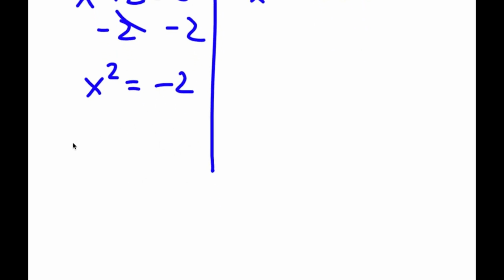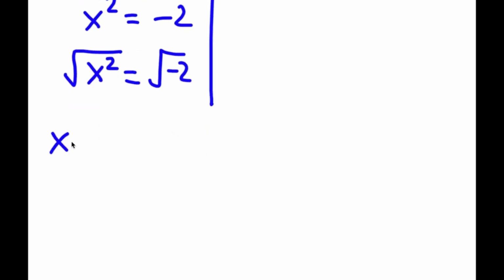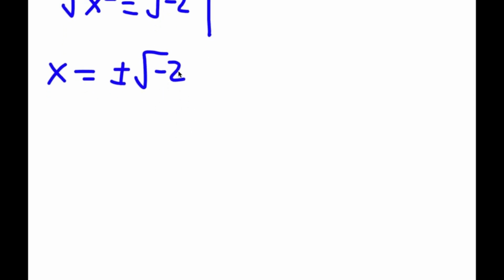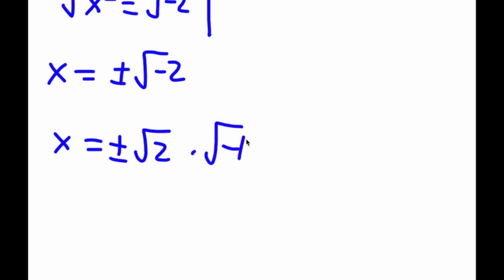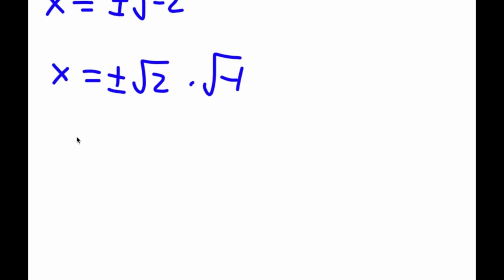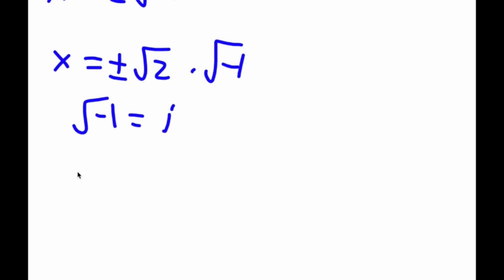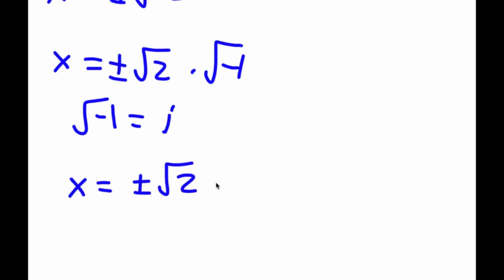Now I'm going to take the square root on both sides. So I have the square root of x squared is equal to the square root of negative 2. Square root of x squared is obviously x, so I have x is equal to positive or negative square root of negative 2. And the square root of negative 2, I can rewrite this as the square root of 2 times the square root of negative 1. And if you guys didn't already know, the square root of negative 1 is equal to the imaginary number i. So I have x is equal to positive or negative the square root of 2 i.